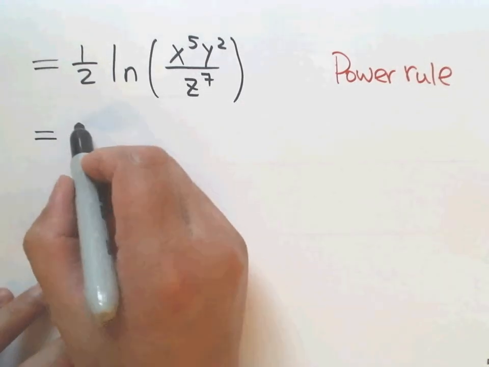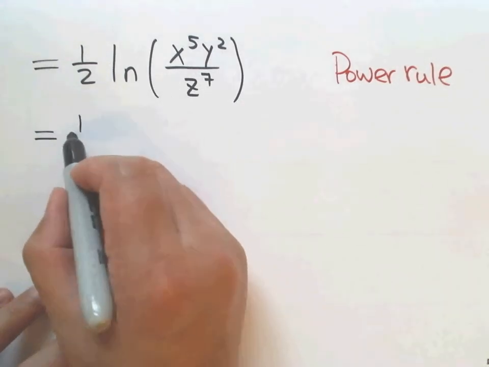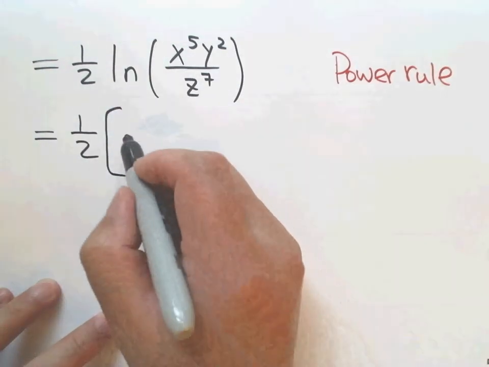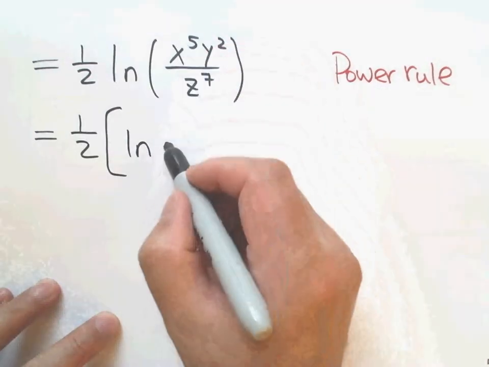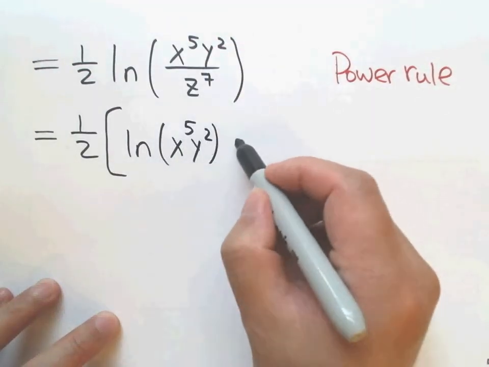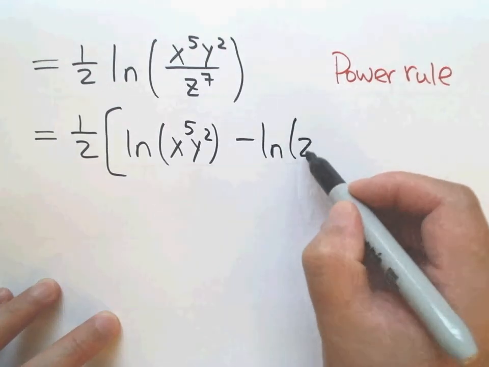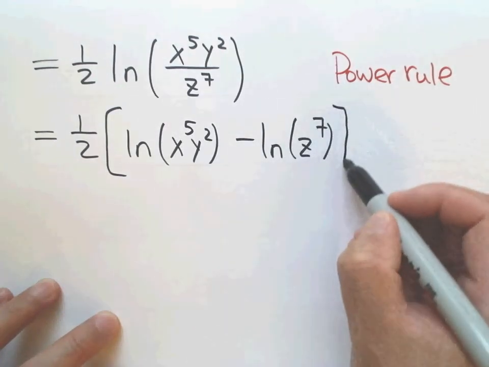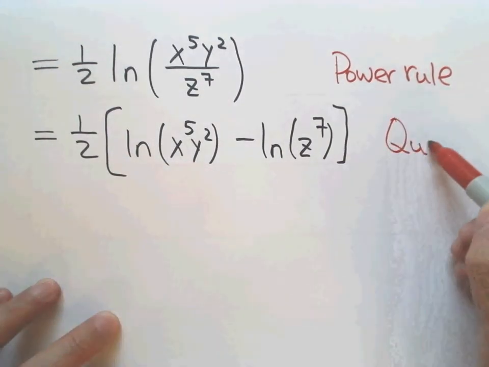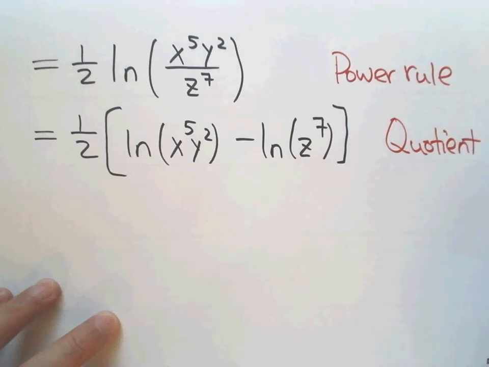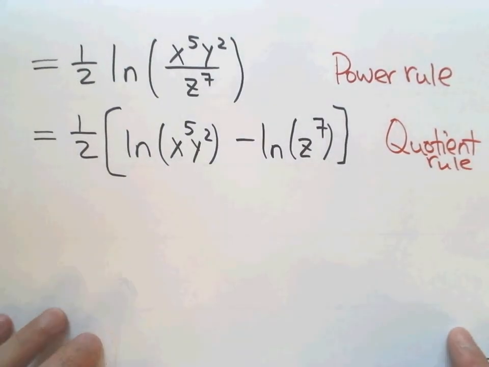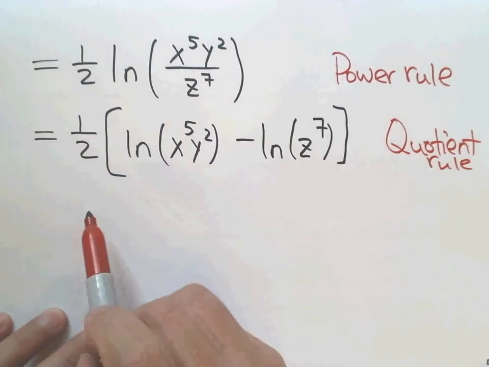So what do we have? We will have 1/2 go to subtraction. Don't miss this big parenthesis. ln of the numerator, I put a parenthesis again, minus ln of z raised to the 7th power. Okay, so which rule is this? This is the quotient rule. Always say it's the quotient rule. Okay, now what do we do?